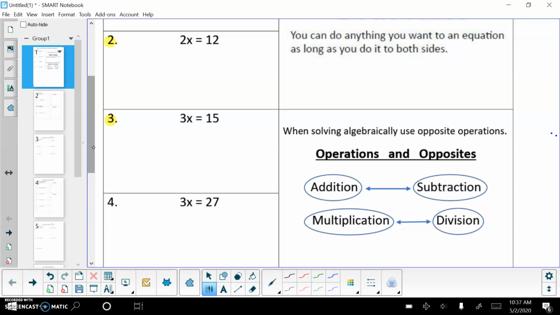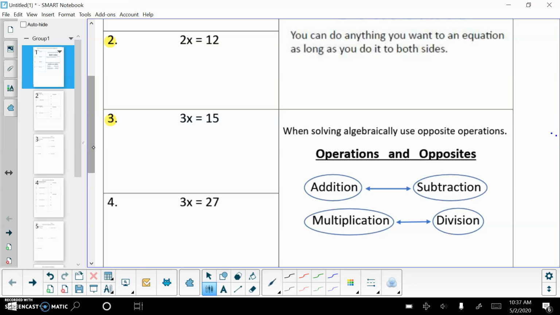So when solving algebraically, we use opposite operations. If something is connected with addition, we use subtraction. If something is connected with multiplication, we use division. And we also saw that with the triangles because when they were already there, we took them away. So that was the opposite.